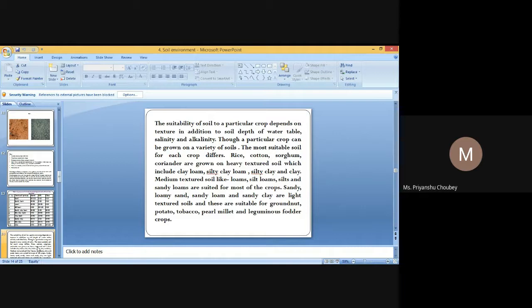Rice, cotton, sorghum, and coriander are grown on heavy textured soil, which includes clay loam, silty clay, and clay. Medium textured soils like loam, silt, and sandy loam are suited for most crops. Sandy loam and sandy clay are lightly textured soils, and these are suitable for groundnuts, potatoes, tobacco, corn, millets, and leguminous fodder crops.